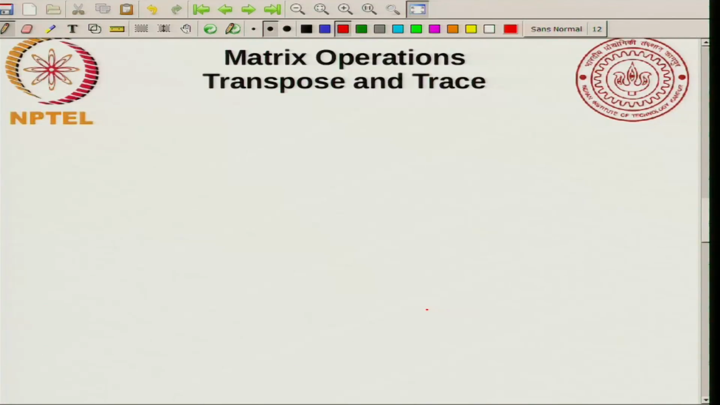There are a couple of other operations that you can do. One is called a transpose of a matrix. Again, we will restrict the discussion to square matrices, so that is m equal to n.